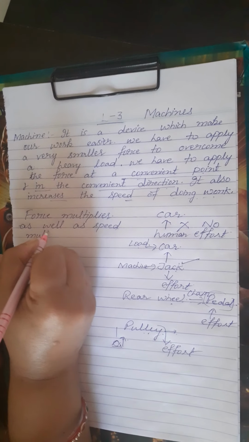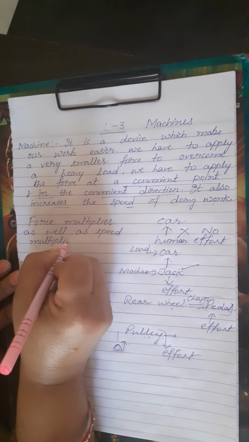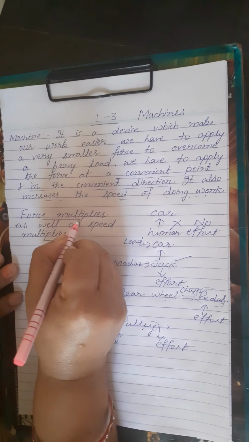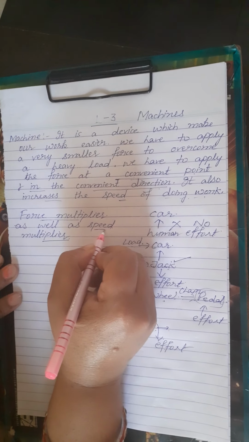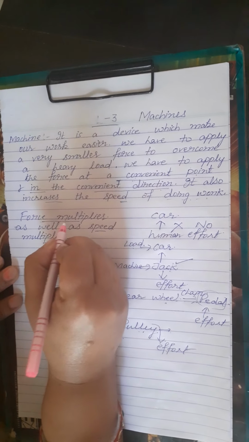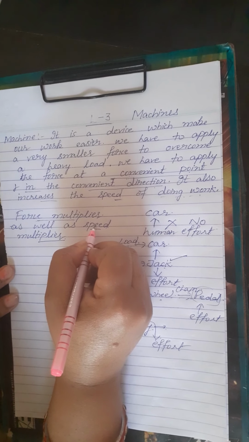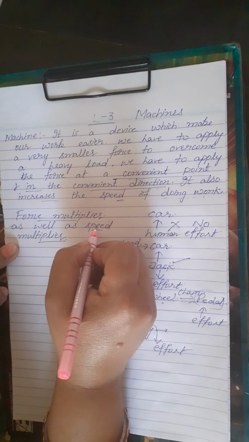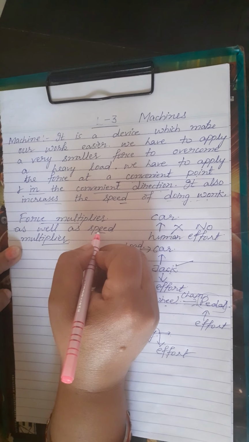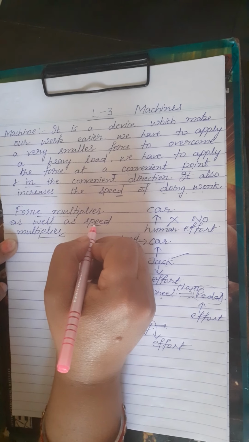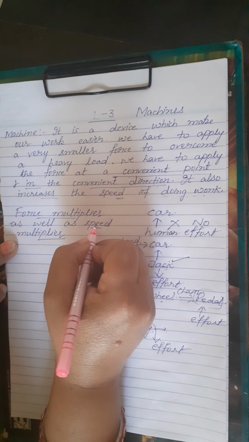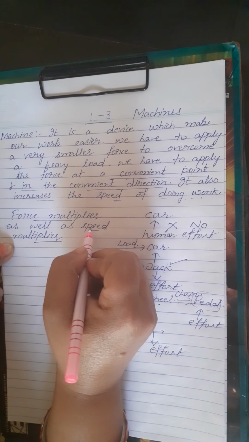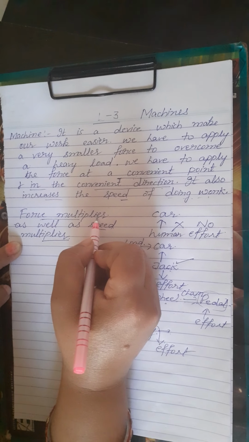But beta, always remember that a machine either can act as force multiplier or a speed multiplier. Either force or speed multiplier. It cannot be used as force multiplier as well as speed multiplier simultaneously. एक ही समय पे दोनों काम नहीं करेगी. It will do only one work at a one time.